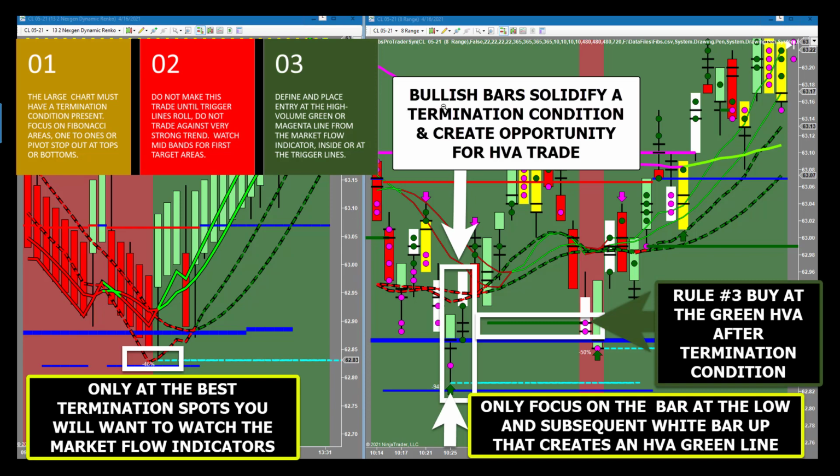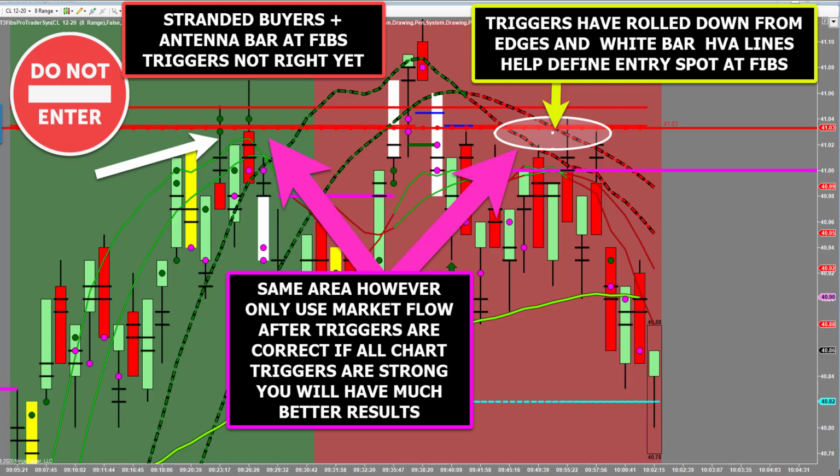To circumvent future mistakes caused by the prior slide and lesson, I must spend another minute discussing trigger lines. Similar market flow patterns that created long trades at Fibonacci support in the last slide happen on this chart. Notice the multiple stranded buyer green dots above the antenna HVA bar at Fibonacci resistance. This is where the big sign says do not enter.